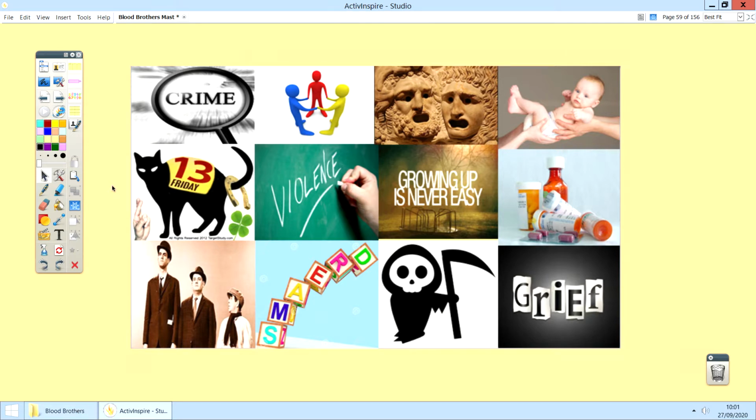Obviously, the larger the word, the more prominent the theme within the play. You might want to put Blood Brothers in the middle. You should take up an entire side of A4 for this, so one whole page of your exercise book. Make it as colourful as you like. This will be a revision page for you to come back to, so that you can skim, scan, and have a reminder of what is in the play.